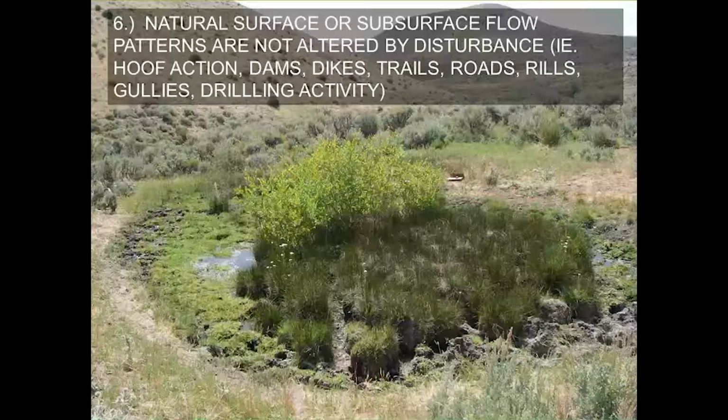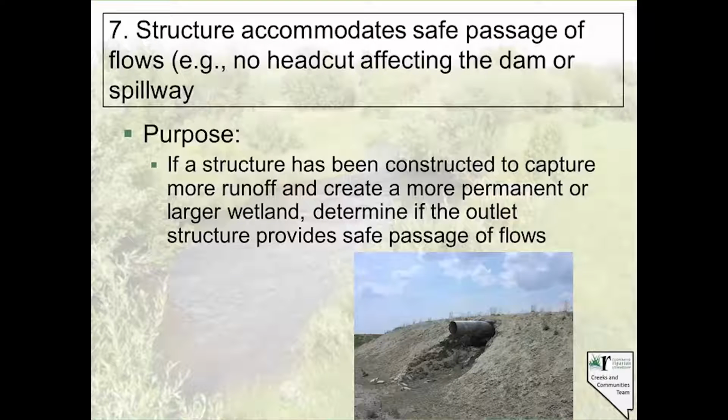Number 7, structure accommodates safe passage of flows, e.g. no head cut affecting the dam or spillway. Again, this is a very different question than the LODIC one, because some of our sites may actually be created by a man-made structure. In the event that that's the case, we want to make sure that that man-made structure is being maintained appropriately so that we don't have a catastrophic failure, have the dam breach, have all of the water that's maintaining the wetland habitat go downstream.